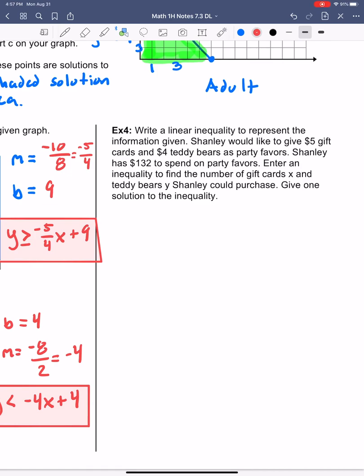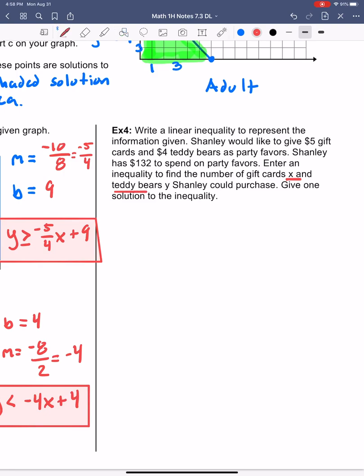And the last one here, it says, write a linear inequality to represent this given information. Shanley would like to give $5 gift cards and $4 teddy bears as party favors, and Shanley has $132 to spend on party favors. Write an inequality of the number of gift cards and teddy bears Shanley could purchase. Give one solution to the inequality. Okay, so for this one, we're going to assume that this person can't go over 132. It says use X for the teddy bears. X is the teddy bears.